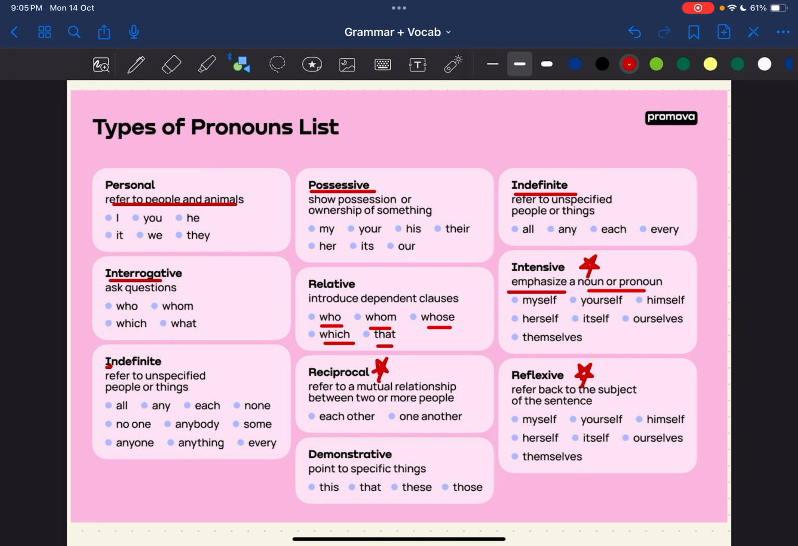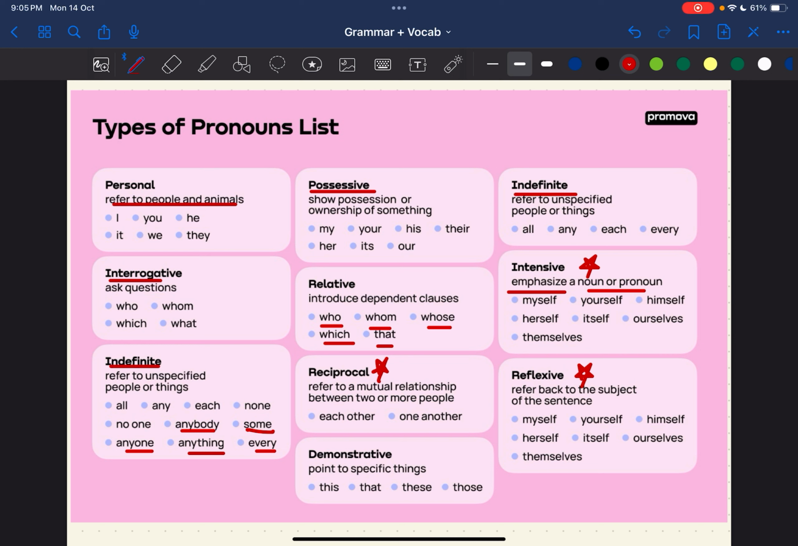Next is indefinite. हमने already indefinite किया है. यहाँ पे बस examples और दे रखे हैं मैंने. Anybody, anything, anyone, some, every. So these are just small examples. ठीक है. Next is demonstrative. Demonstrative आपको पता ही है, जब आप किसी चीज़ को pinpoint करते हो, that, this, that, these, इसको कहते हैं demonstrative. ये हो गया आपके सारे types of pronouns.